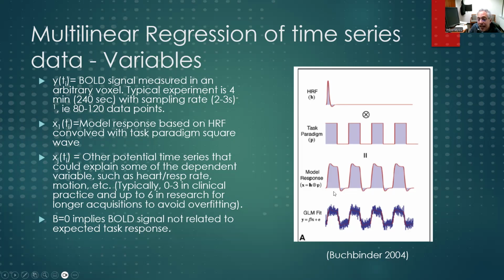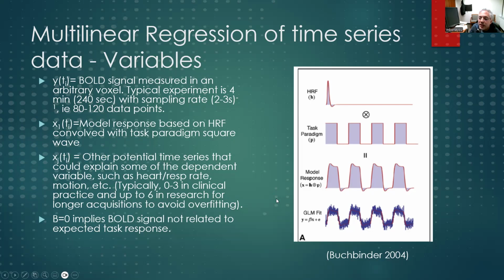And we have this one time series estimate that would be our best guess of what we think it would look like if the voxel were involved. And then we have all the values for the different voxels throughout the brain. Now you could add other potential time series.